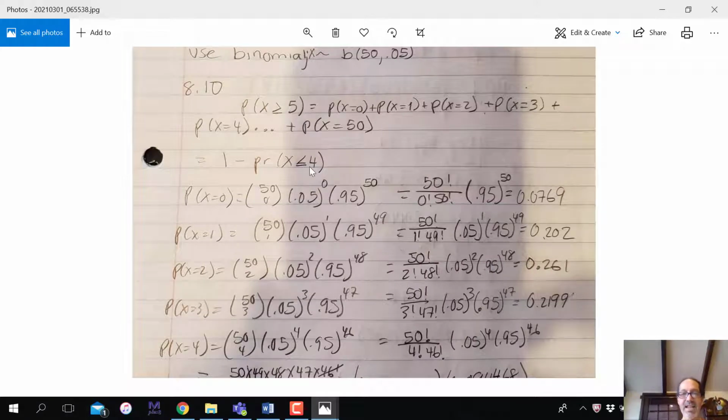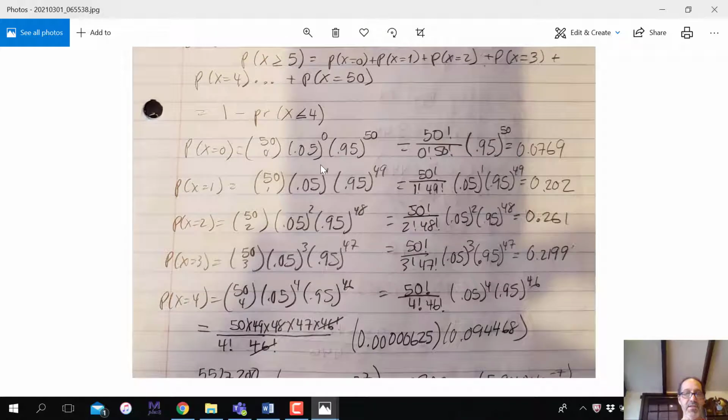I can use less than or equal to here because these are discrete values. There's no 4.5, right? So I have to actually go and calculate each of these. This is good review for your binomial if you're struggling with this. The first ones I'm just going to calculate, and the first one I'll work out fully just to refresh your memory.